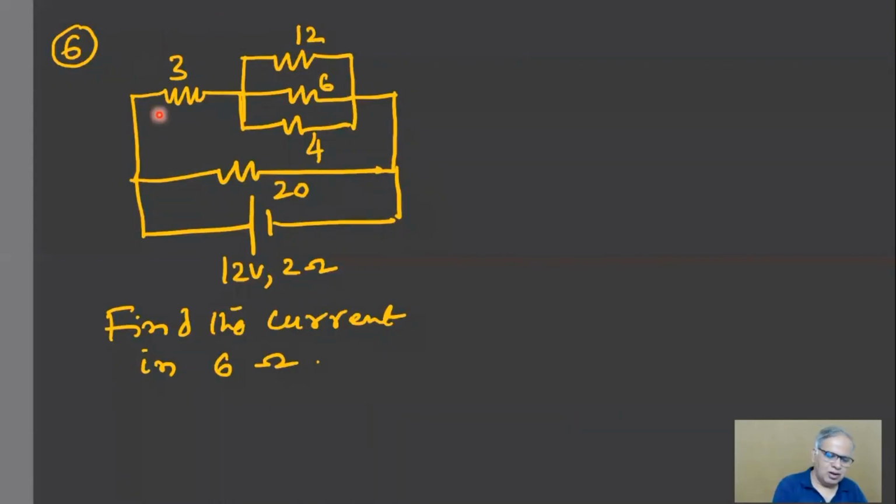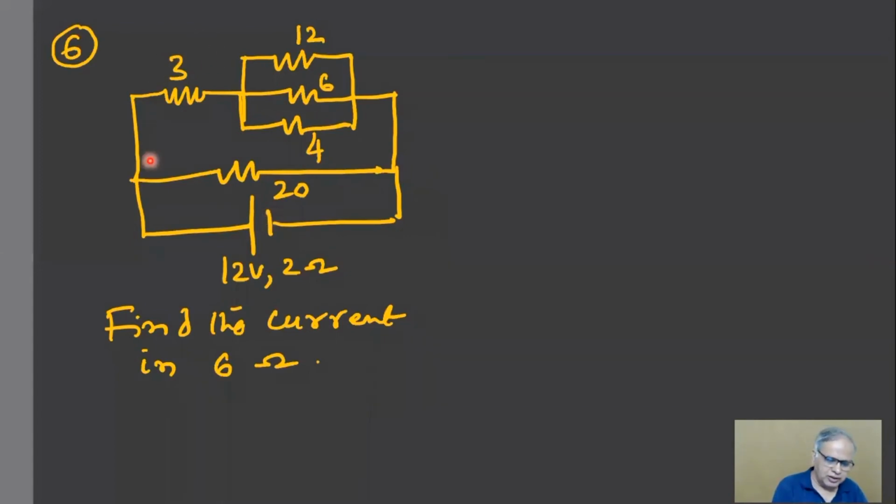So all this branch is parallel to 20. But within here, the current was dividing into these three. So all these are in parallel again, and in series with this. Their resistance is in parallel with this. The whole thing is in series with the internal resistance.